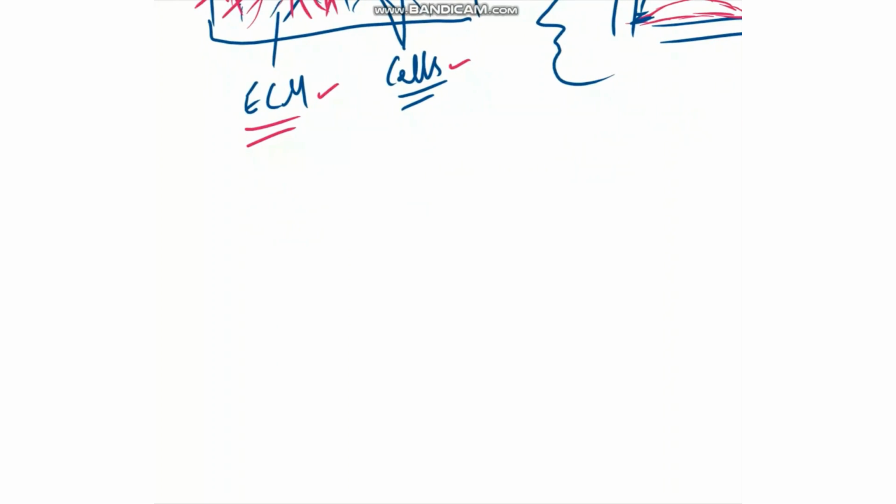So let's see what the cell types are. So let's do the cells first. Only the cell types. Let me just mention the cell types. So primarily these are fibroblasts. Fibroblasts, by the way, originate from embryonic mesenchyme.